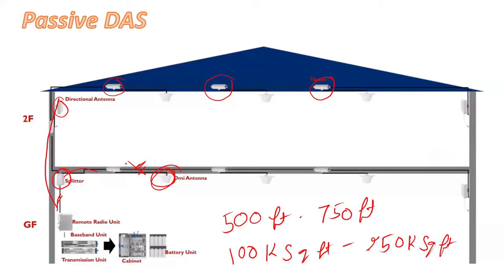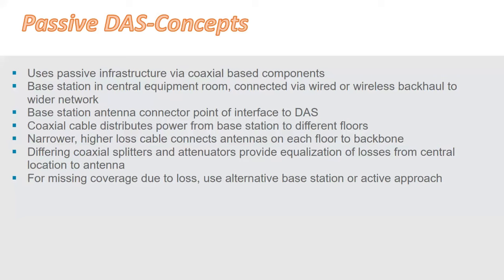And due to increased loss of the feed network, the noise floor of the repeaters increases, and hence repeater sensitivity is reduced. So the degradation of repeater noise figure must be taken into account in the link budget as well, right? So noise floor is also one of the important components in the case of passive DAS. So these are the basic concepts of passive DAS.